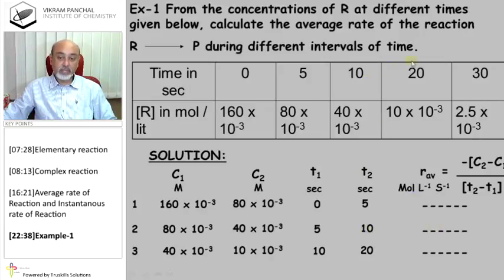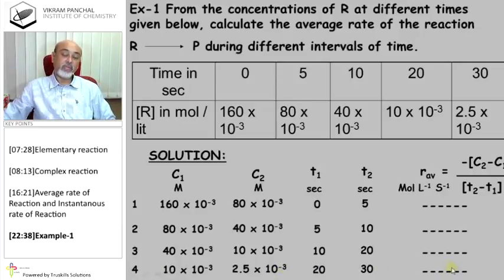Between 10 and 20 seconds, C1 would be 40 into 10 raised to minus 3, C2 is 10 into 10 raised to minus 3, time T1 is 10 seconds, T2 is 20 seconds. Substitute and you will get the average rate of reaction. And finally, between 20 and 30 seconds, C1 is 10 into 10 raised to minus 3 and C2 is 2.5 into 10 raised to minus 3, so here we have 20 and 30 and you can find the average rate of reaction. If you calculate this, the average rate of reaction decreases.